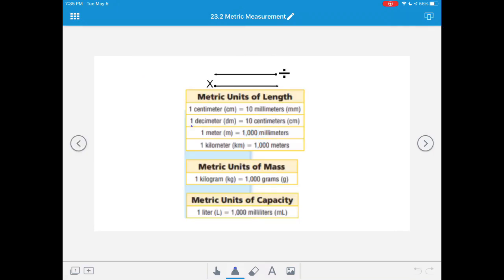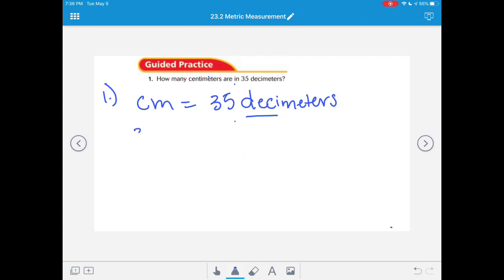So on my chart here, I see that if I'm going from decimeters to centimeters, so I'm following in towards the right, my chart tells me that I need to multiply, and I'm going to multiply that by 10. 1 decimeter equals 10 centimeters. So I'm going to take my 35 decimeters and multiply that by 10 because each of them is worth 10 centimeters. And that will tell me how many centimeters I have in total. So 35 times 10, you could do this in your calculator or using mental math, equals 350 centimeters.